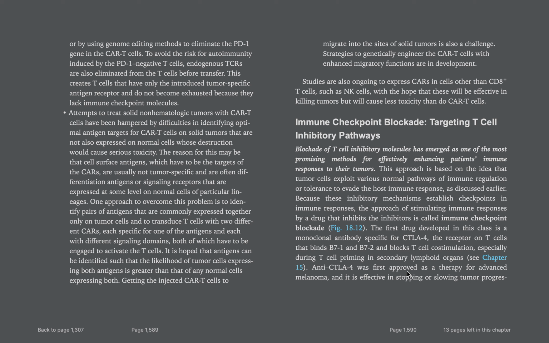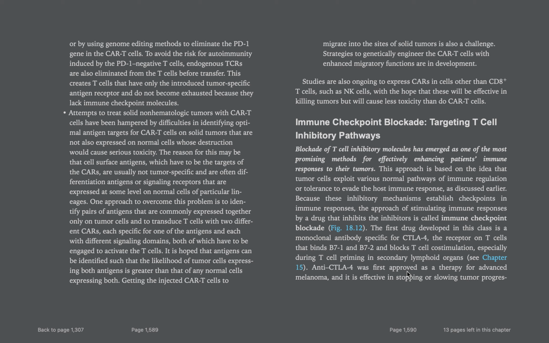Immune checkpoint blockade targeting T cell inhibitory pathways. Blockade of T cell inhibitory molecules has emerged as one of the most promising methods for effectively enhancing the patient's immune response to their tumor. This approach is based on the idea that tumor cells exploit various normal pathways of immune regulation or tolerance to evade the host immune response, as discussed earlier. Because these inhibitory mechanisms establish checkpoints in the immune response, the approach of stimulating the immune response by a drug that inhibits the inhibitors is called immune checkpoint blockade.